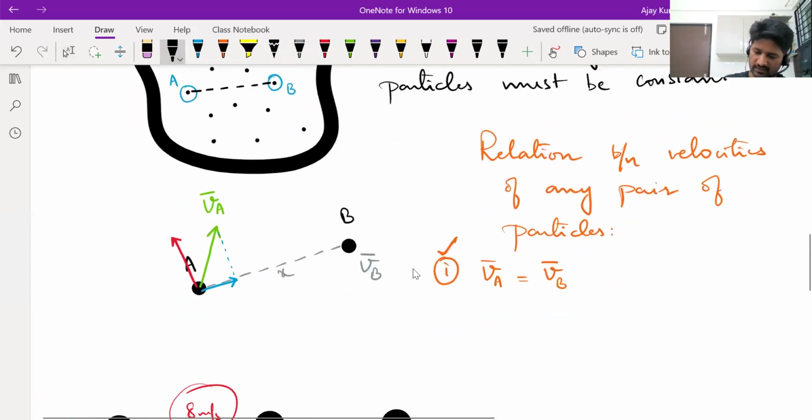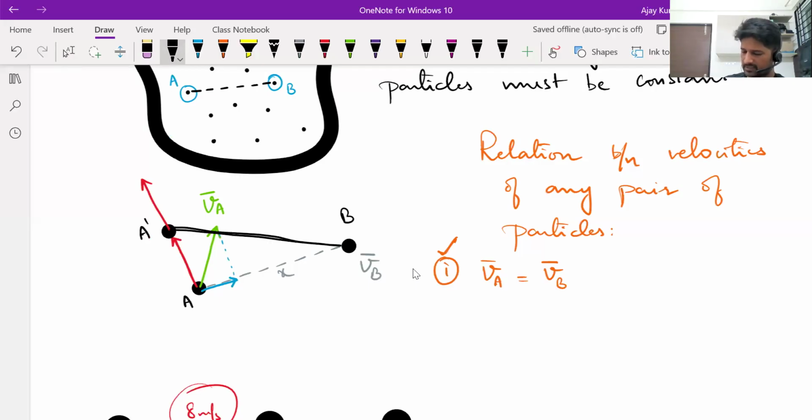If you look at it an instant later, suppose A was the original position. Let's say it reaches A dash now. And you consider that red component, the red component is like this. That red component will no longer, if it maintains the same direction, be perpendicular to the line joining them. This angle is not 90 degrees. When it was here, it was 90 degrees. So the next instant, that red component, if you take it in the same direction, is not the perpendicular component at all.